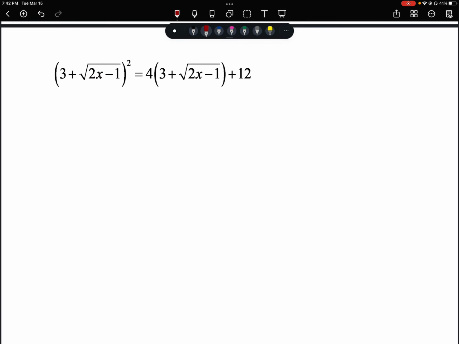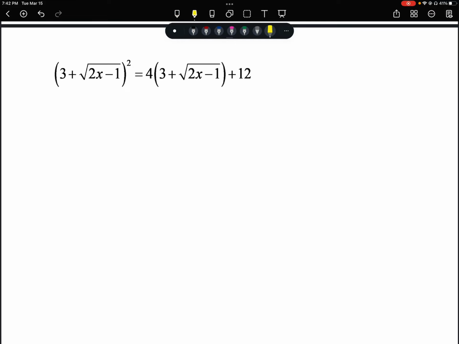Okay, so got another one here. Hopefully this is the last one, so I can go to bed.